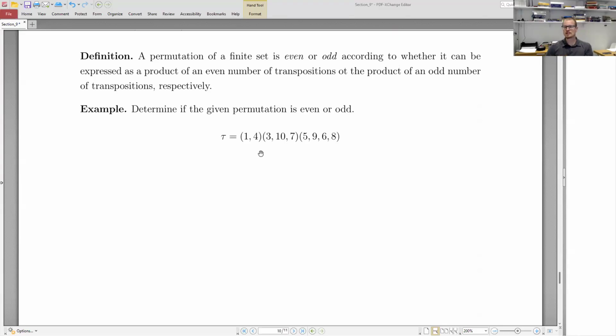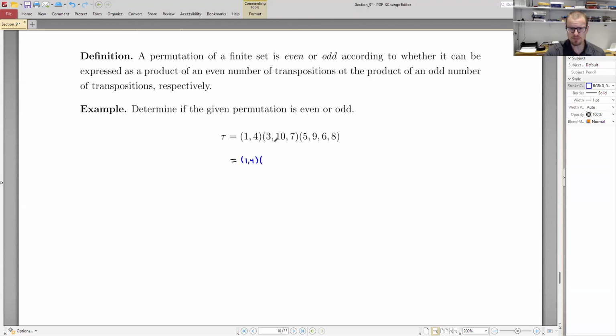Is this permutation even or is it odd? Simple enough. If we use the presentation that the book gave for representing it as a product of transpositions, we first recognize that (1,4) is already a transposition. I'm not even worried about what these things say. They may or may not be disjoint. Just take each of these cycles, disjoint or not, and rewrite them as a product of transpositions.